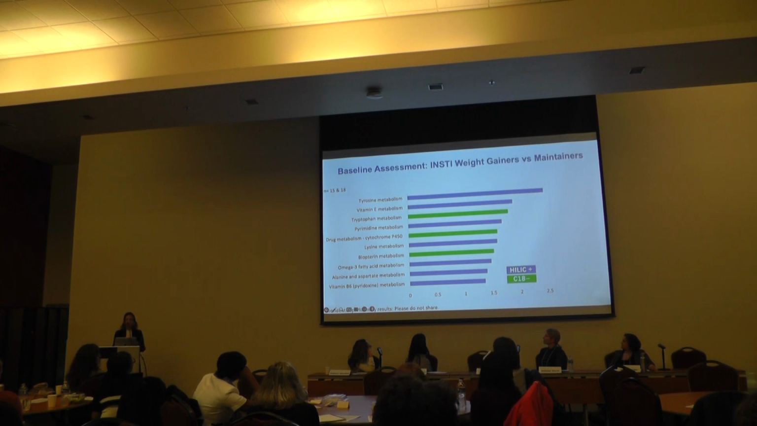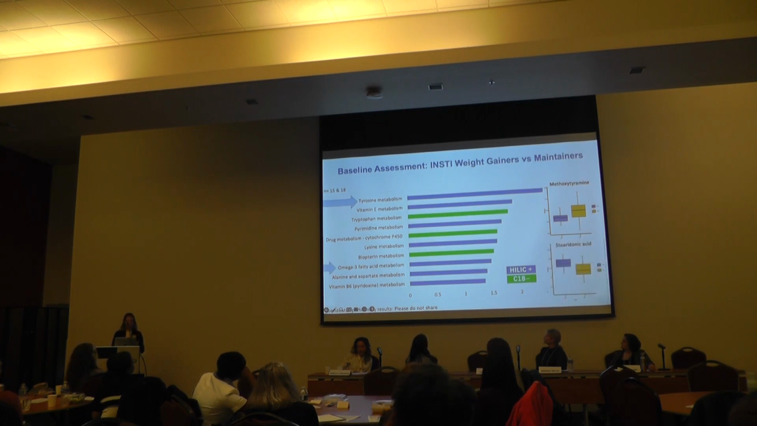And so here I'm showing some preliminary pathway analyses that differentiated at baseline between INSTI users who would later gain weight, there were 15 of them, versus those who maintained weight, there were 18 women. So methoxytyrene, for example, is a tyrosine metabolite, was higher in the group that later gained weight in yellow. And then stearidonic acid, for example, is an omega-3 metabolite, which is an anti-inflammatory, and that was lower in weight gainers. So you could do this for all of the metabolites and pathways.